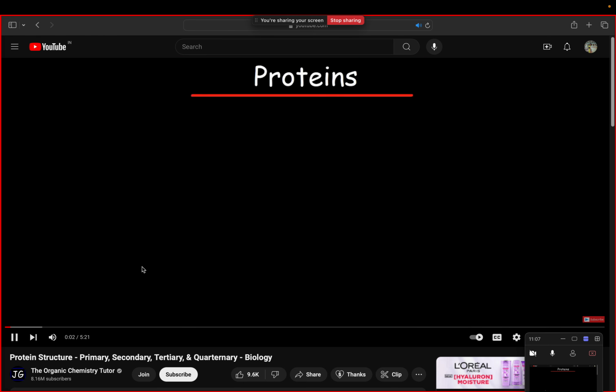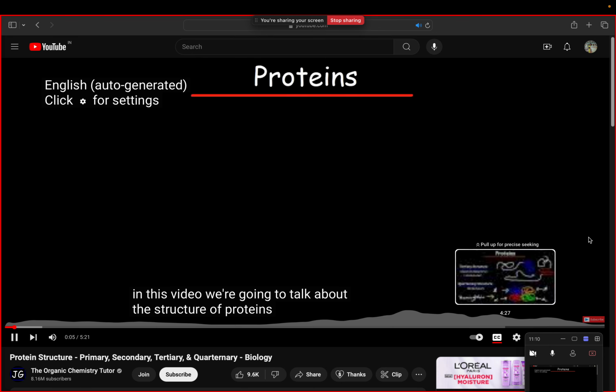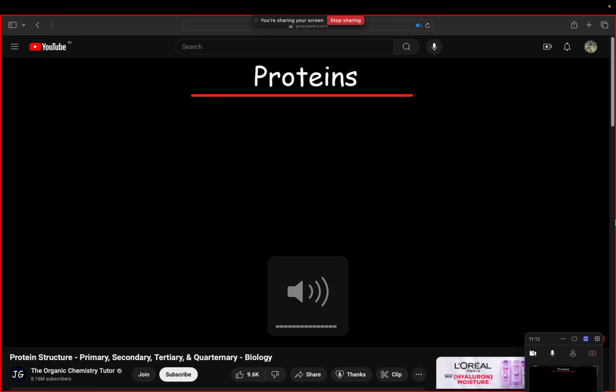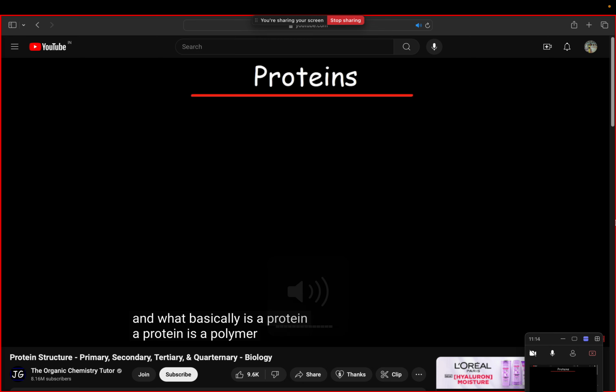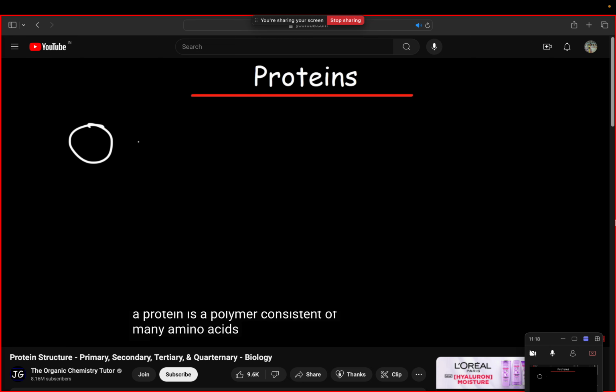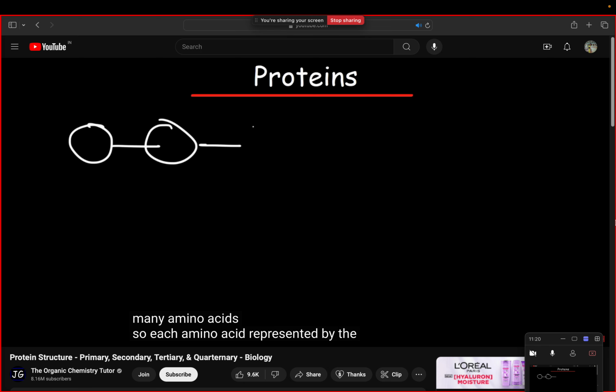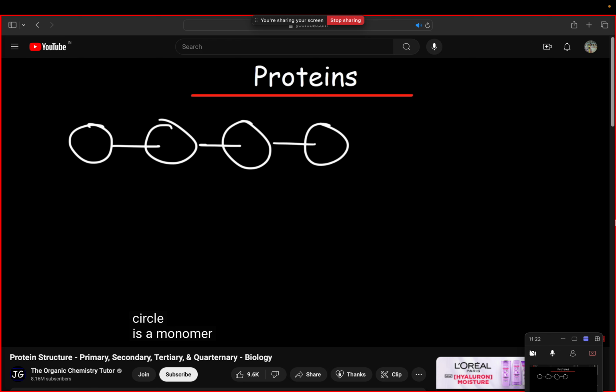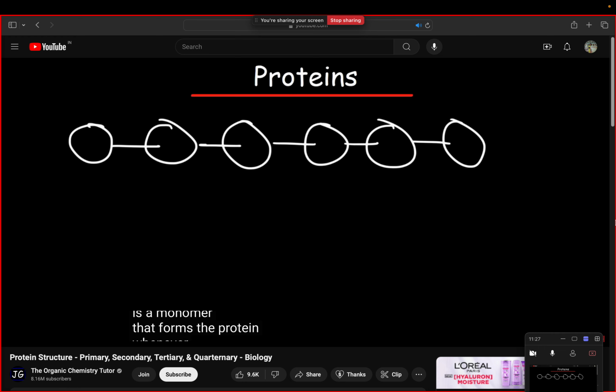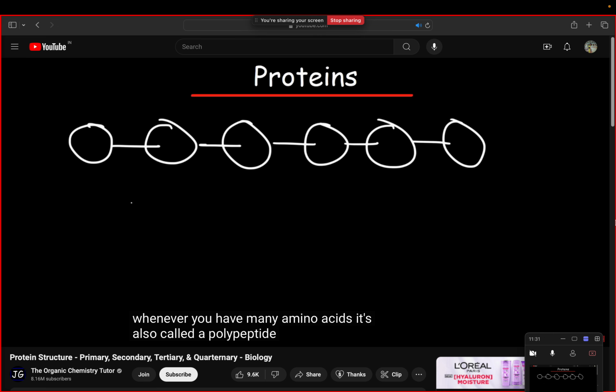We're going to talk about the structure of proteins. And what basically is a protein? A protein is a polymer consisting of many amino acids. Each amino acid represented by the circle is a monomer that forms the protein. Whenever you have many amino acids, it's also called a polypeptide. And the bond that connects each individual amino acid residue is a peptide bond.